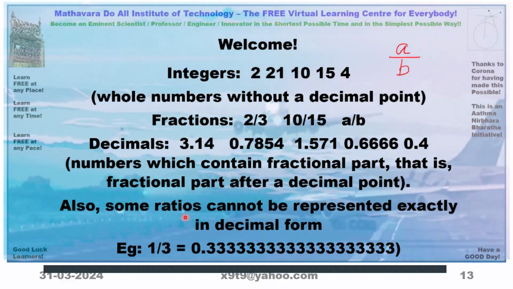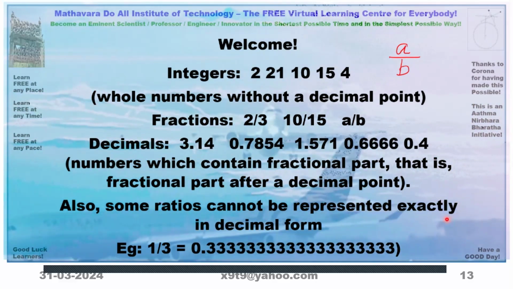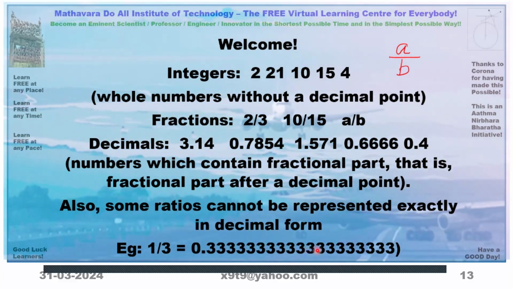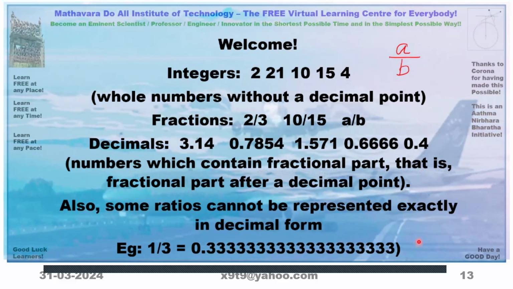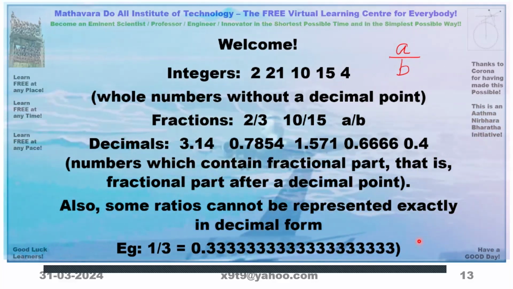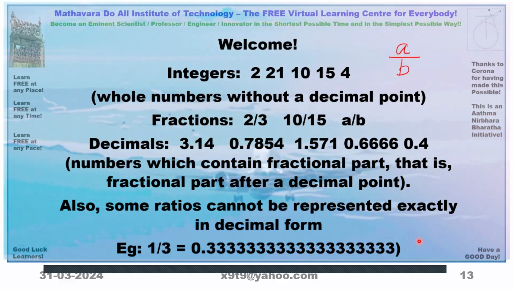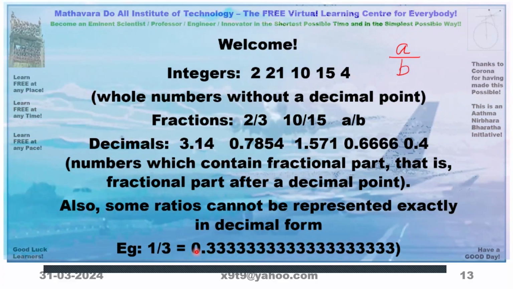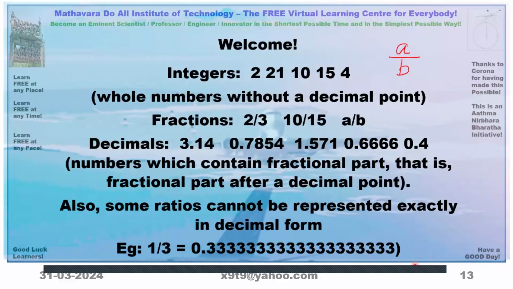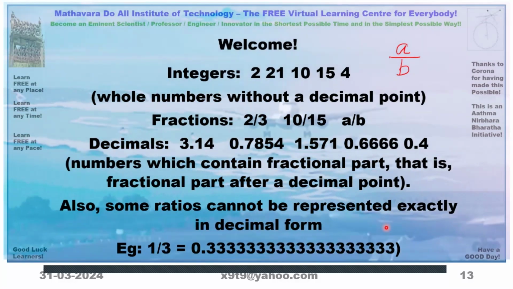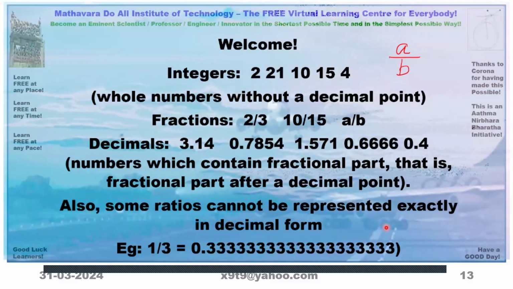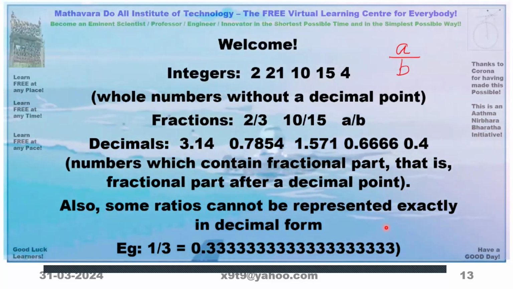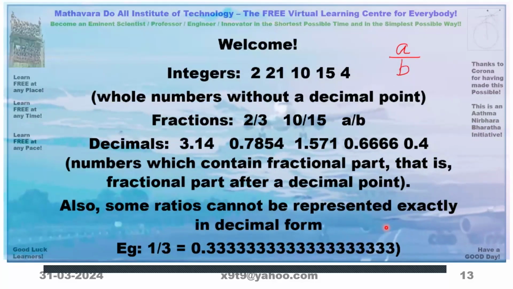And some ratios cannot be represented exactly. For example, 1 by 3 gives 0.33333 up to the maximum number of digits we can see in the calculator or computer. So when you divide 1 by 3 and then multiply by 3, you will not get 1, you will get 0.99999. It depends on the rounding characteristic employed in the device, either calculator or computer.